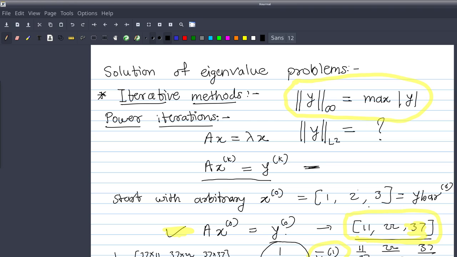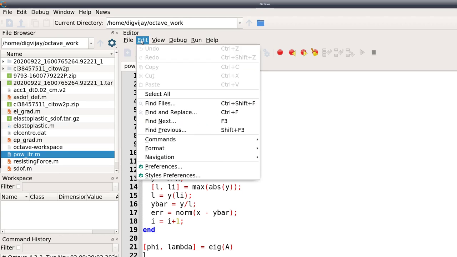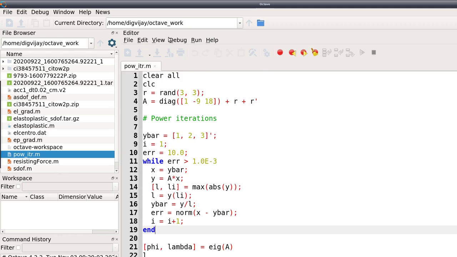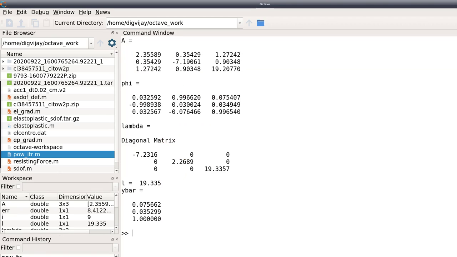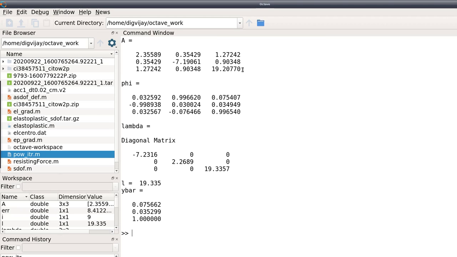x0 is set equal to y bar 0 only because I need to save this old value of y bar. So I save it in some x value and then I will use it here. Anyway, let us run this code and see what happens. You see here, this is the A matrix, and you can see this is symmetric because I have purposely made it symmetric.